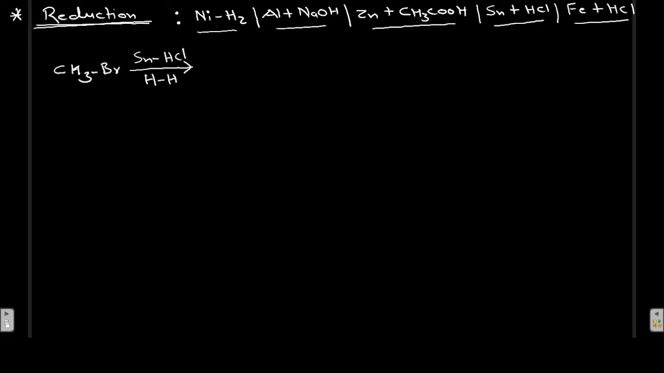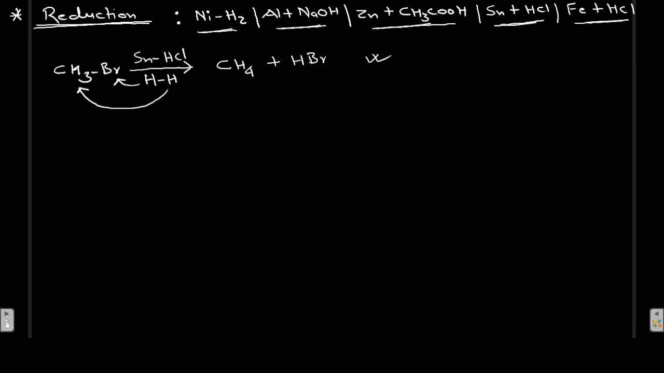H2 will be attached. One hydrogen will go to the carbon and one hydrogen will go to Br. So what will be formed? CH4 plus HBr. Very simple. So when you apply any one of them, this type of reaction will be there.